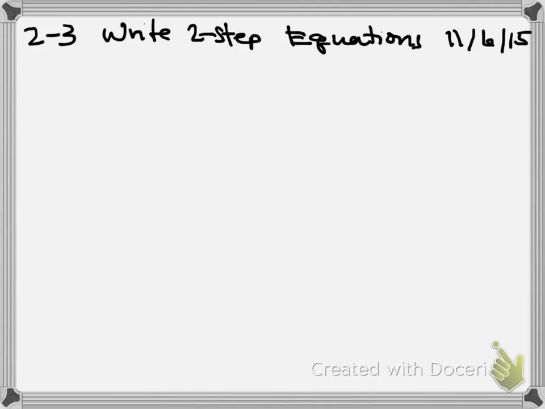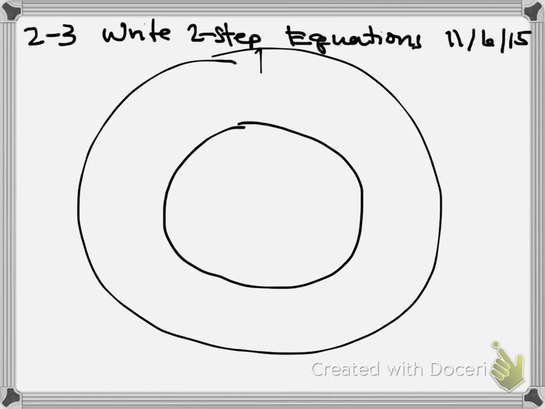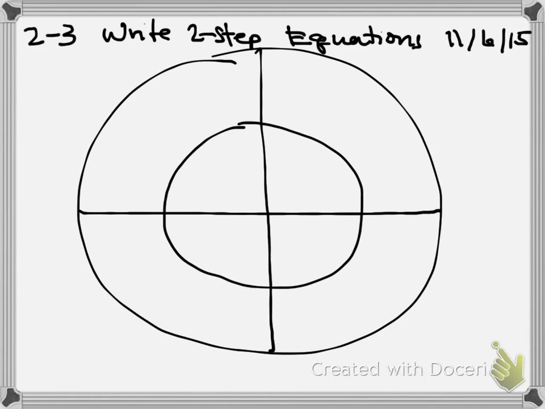So I'm going to recreate my circle on here. You're going to do your work on your circle. When we're done, then you're going to cut it out and glue it on. Your circle has a circle, and then it has sections. So what we're going to do is come up with words that tell us to add, words that tell us to subtract, words that tell us to multiply, and words that tell us to divide.